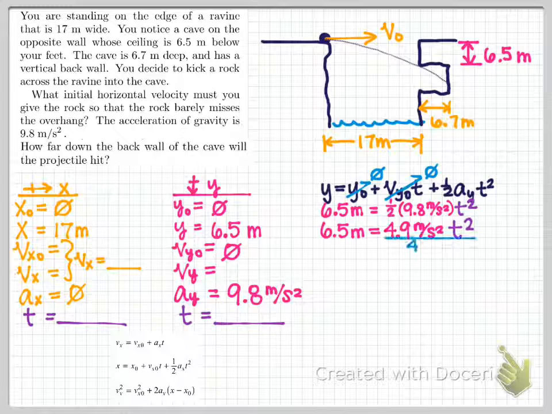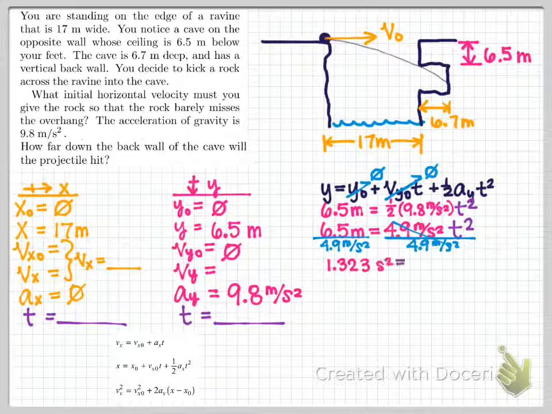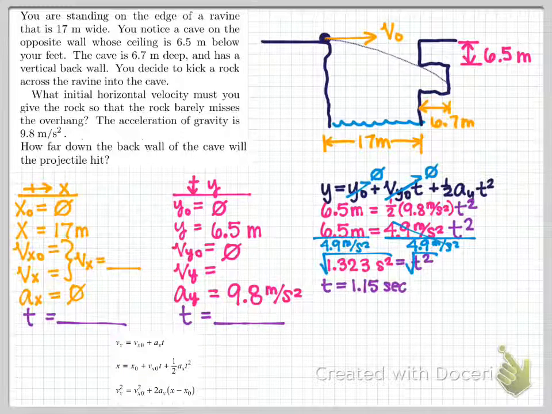Divide both sides by 4.9, and you're going to end up getting 1.323 seconds squared, and that equals t squared, because that's what was left over when you divide it out by 4.9. So take the square root of both sides, and that'll leave you with t equal to 1.15 seconds. Okay, so I can fill that out in my table for both of these.